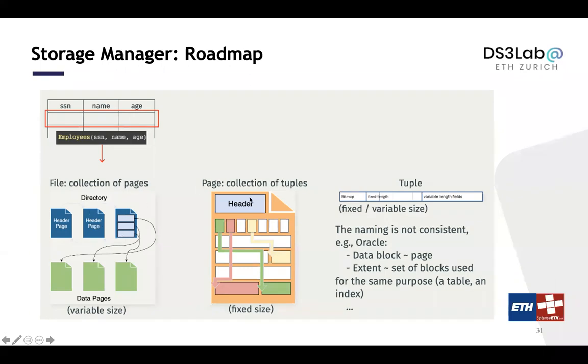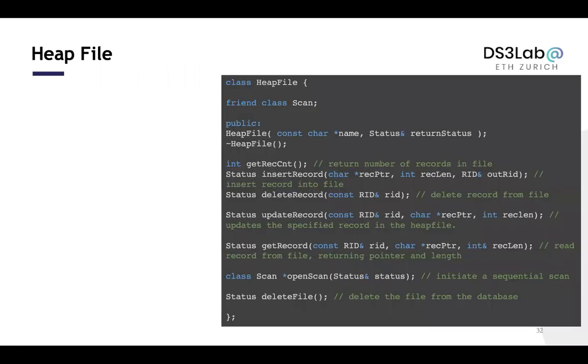And then each page has its own layout, which allows it to store a whole bunch of tuples, and each tuple also has its layout. We are going to go all the way from file to page to tuple. So that is what we are trying to do for the rest of this lecture. That's the structure, okay? So what is a file?